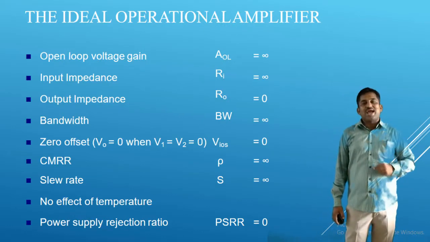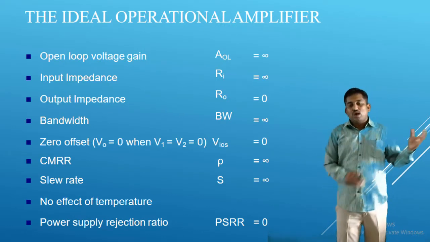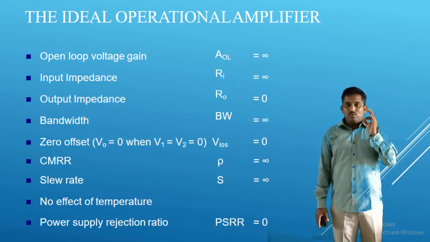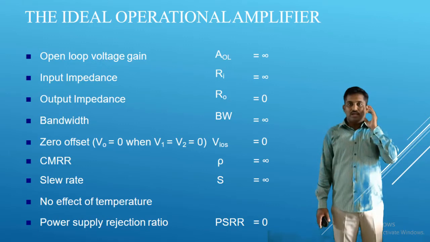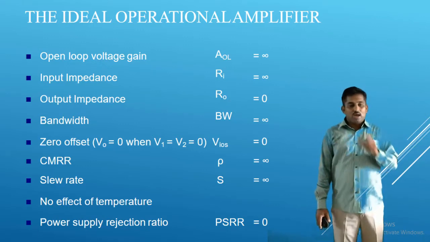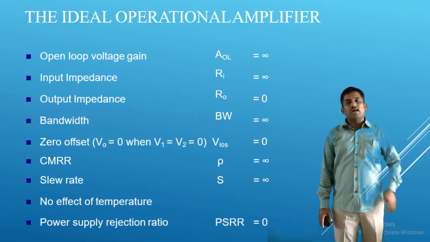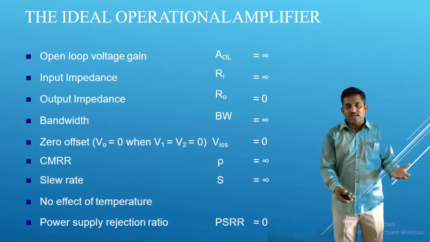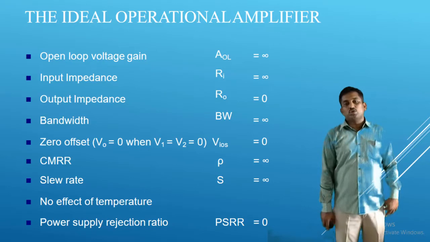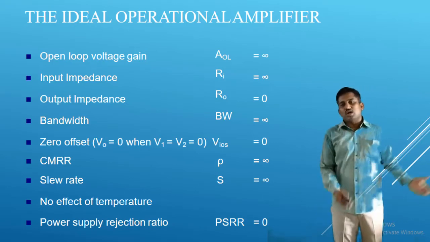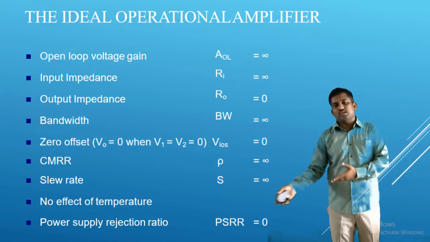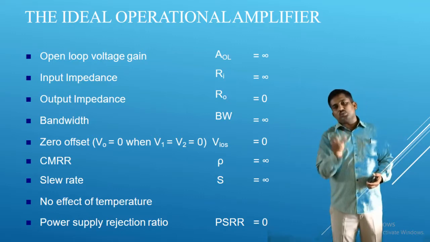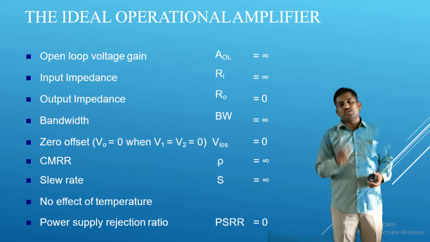Now in this slide I am going to explain all the features of the ideal op-amp. While explaining the characteristics of ideal op-amp, the first characteristic is that the open loop gain of an ideal op-amp will be equal to infinity. Just now we have seen V0 = A0L × VD, so A0L = V0 by VD, if the difference between the two input signals is equal to 0.